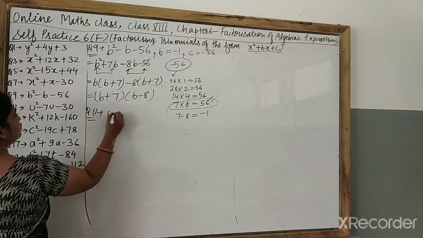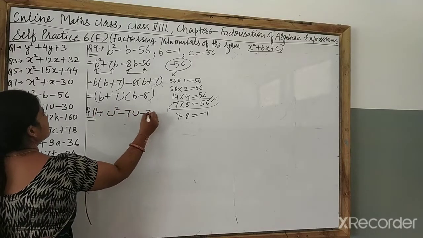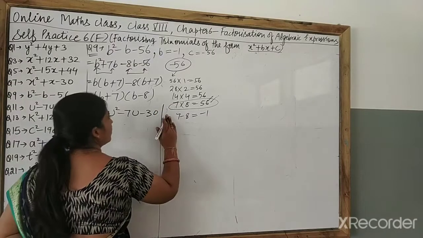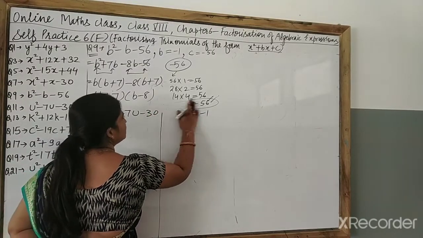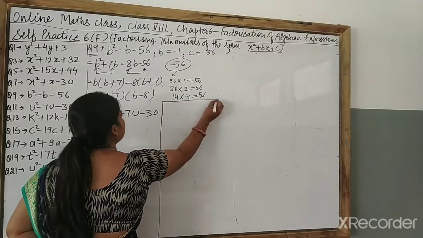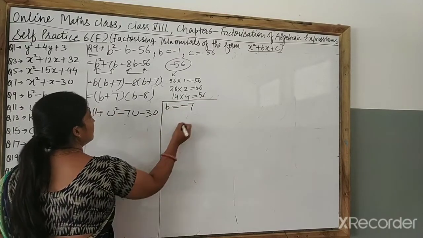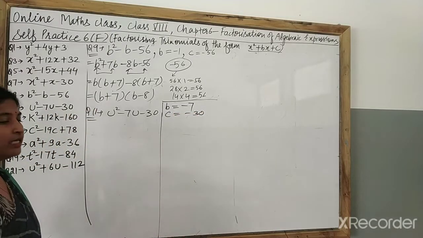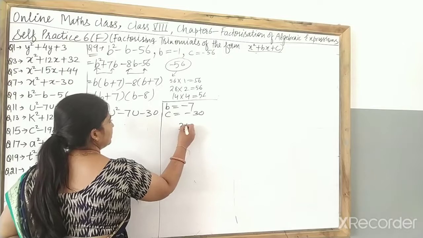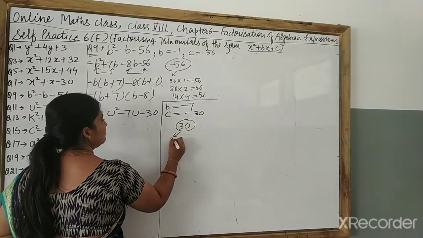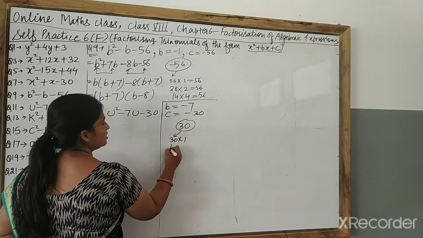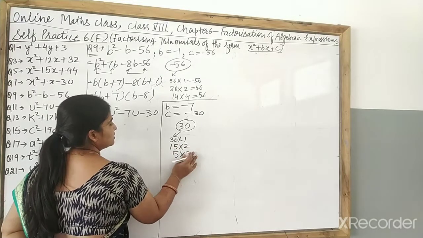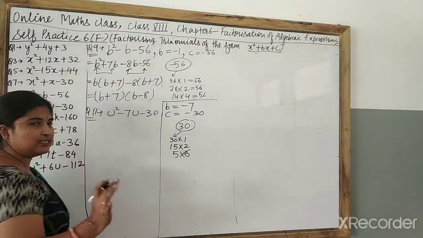Okay, that is U square minus 7U minus 30. So first process is select B and C. Okay, select B and C. So what is my B and what is my C? B is my minus 7 and C is my minus 30. So again I will divide this 30 in such a way that I can get 7. So 30 into 1, first process. Second is 15 into 2. Third is 5 into 6. Okay, we cannot do anything else in it.